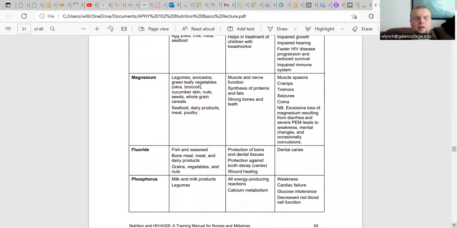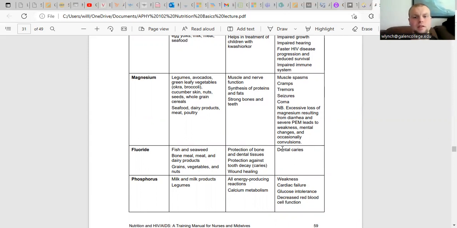Magnesium is going to be a cofactor for muscle synthesis and nerve function. So synthesis of proteins and fats and building up of bones and teeth. Fluoride is going to be a key component in the enamel of teeth. So it's a protective mechanism for the bones and for the dental tissues, protects against tooth decay, and also assists in wound healing.